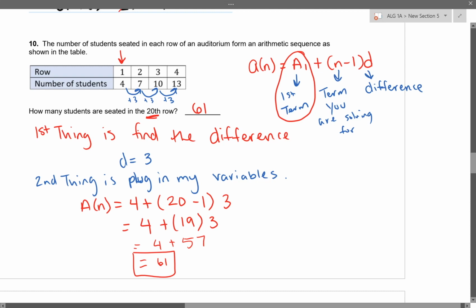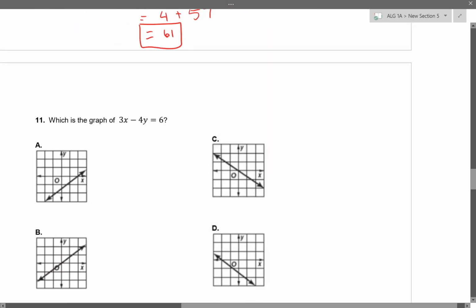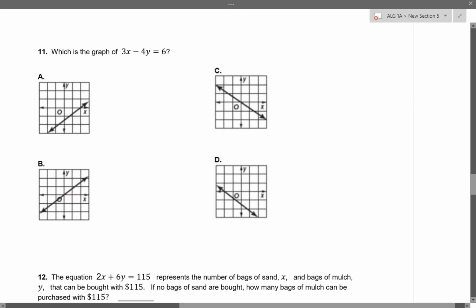Alright, we really need to remember the formula. And let's move on. What is the graph of 3x minus 4y equals 6? Okay. So in order for us to do this, we need to look at putting this into slope-intercept form. Now this is something that we haven't learned in this unit, but it will be on the test. So 3x minus 4y equals 6.